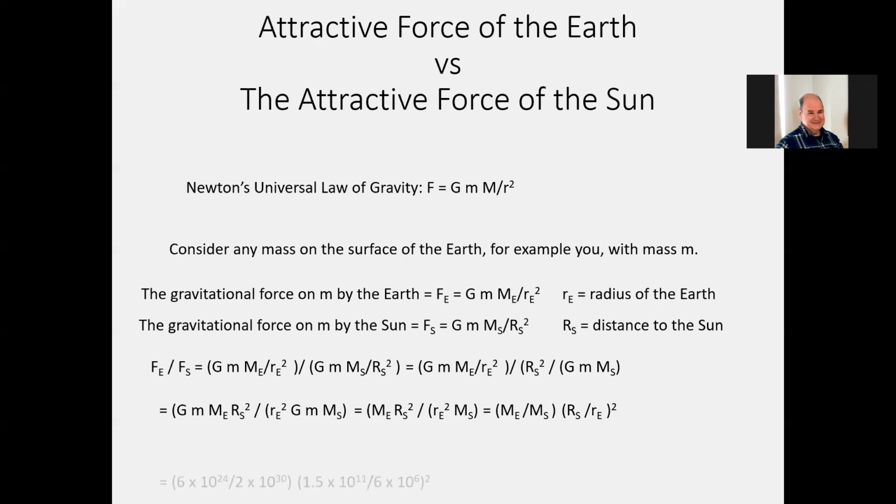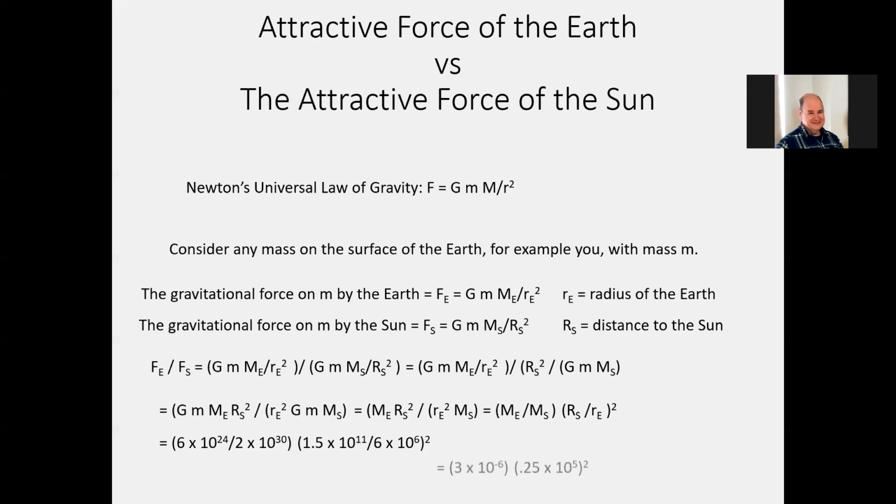And to put in some numbers, again, I wanted to just kind of practice a little bit with exponents. The mass of the Earth is 6 times 10 to the 24th kilograms, and the mass of the sun is much greater, 2 times 10 to the 30th. Okay, about 3 million times more. And the distance, obviously, to the sun is much greater than the radius of the Earth. Here we have 10 to the 11th compared to just 10 to the 6th. Those numbers are in meters.